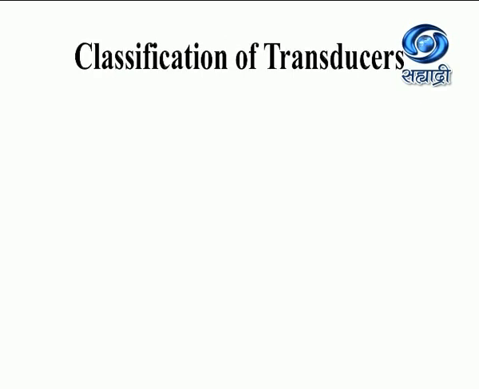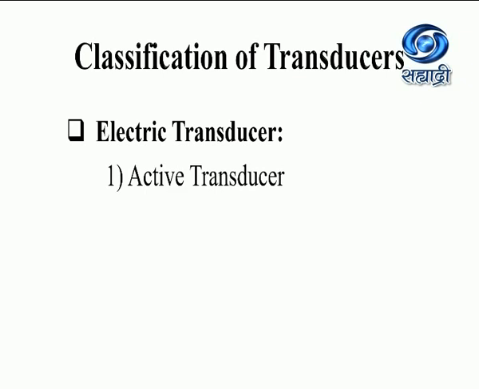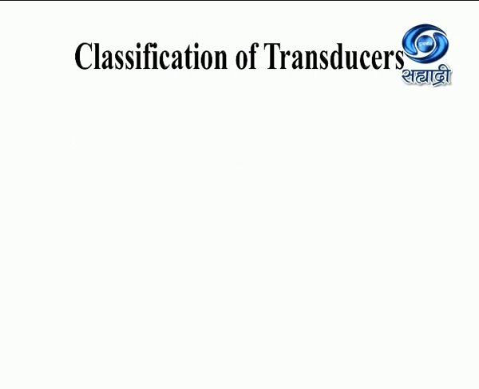Then classification of transducer. Whenever we talk about classification of transducer, there are two types of transducer available, that is electric transducer. The first type of electric transducer is active transducer, and the second type of electric transducer is passive transducer. Then the second classification is based on the principle which is used in the transducer.